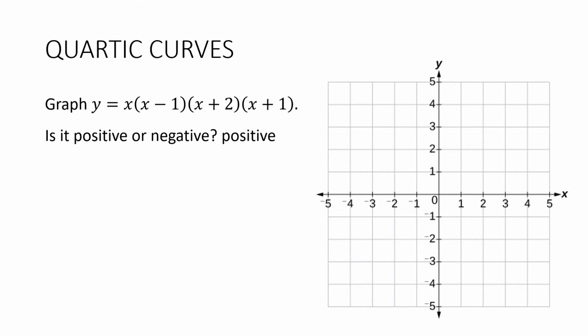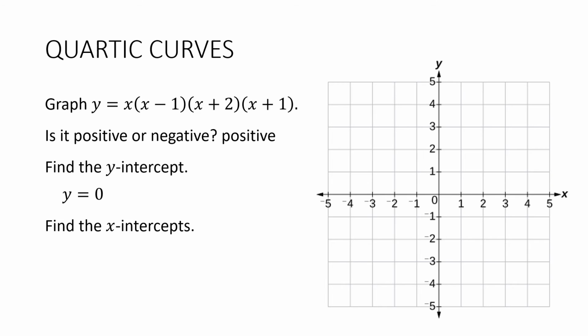Next, we're going to find the y-intercept. Y-intercept occurs when x is 0. Putting x equals 0 here, it's going to wipe the whole thing out. So the y-intercept is 0, 0. Now finding the x-intercepts, put the 0 in here. That's going to give us 0, 1, negative 2, negative 1. All right, we're ready to go.